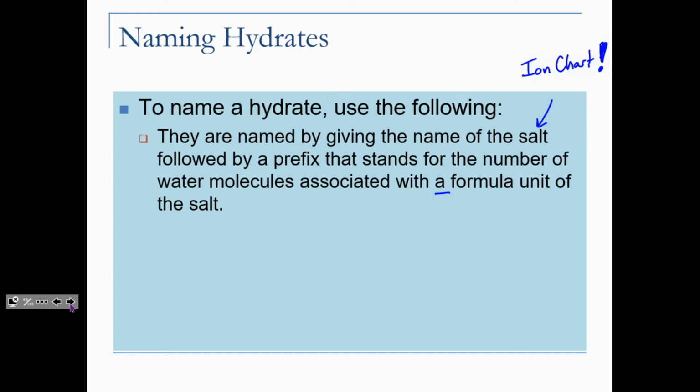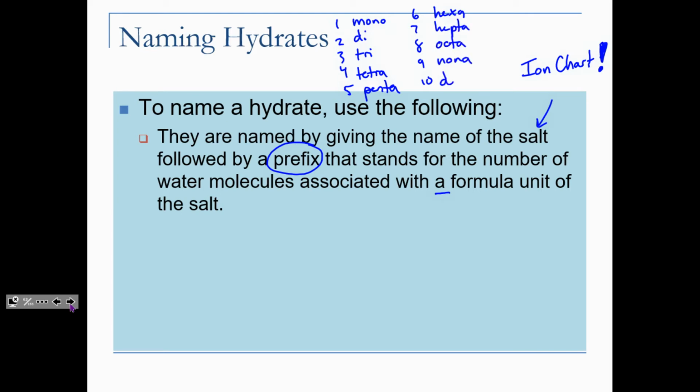And then we may need to review the prefixes: mono, di, tri, tetra, penta. That's 1, 2, 3, 4, and 5. And then 6, 7, 8, 9, 10. We're going to have hexa, hepta, octa, nona, deca.